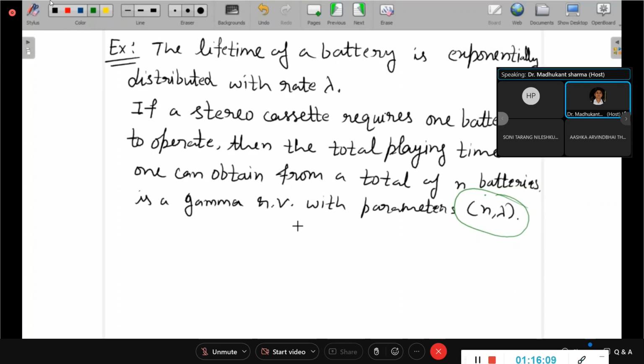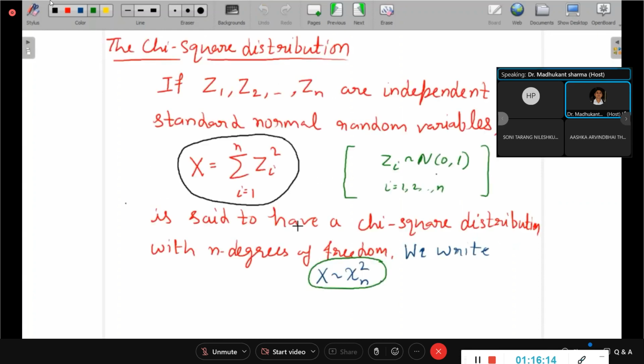Now let me define the chi-square distribution, then we will close this session. Or rather, we will start the chi-square distribution next time. You can watch the recorded lecture which I'm going to put on YouTube, which covers the chi-square distribution, so you can learn from there before the next lecture. If you have any questions, you can ask.